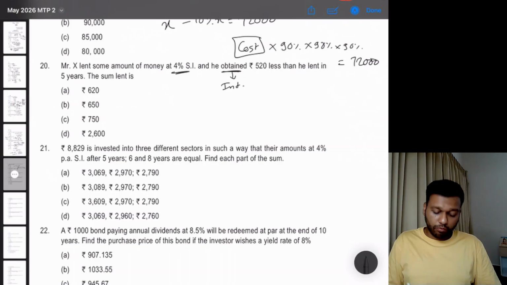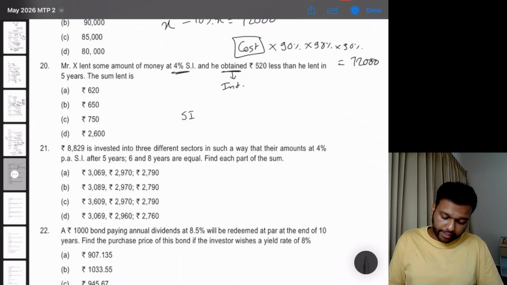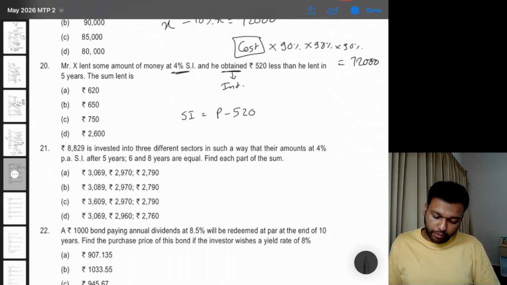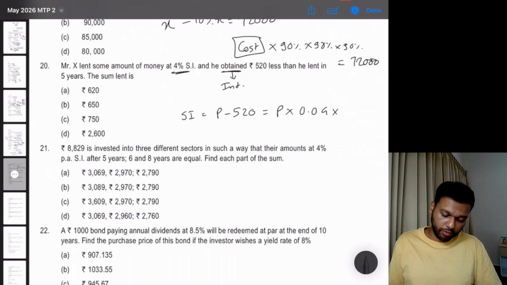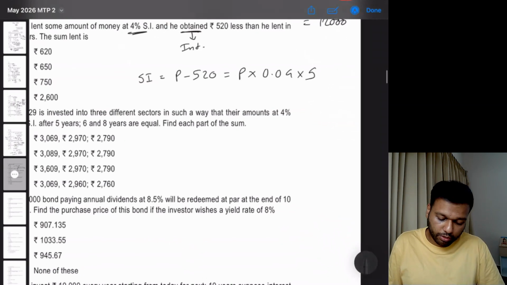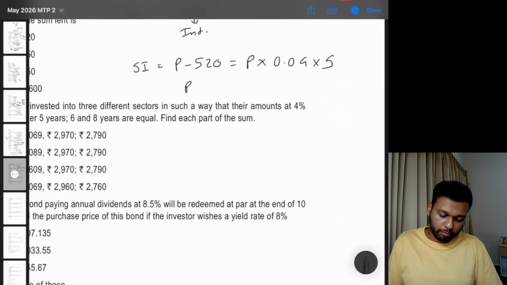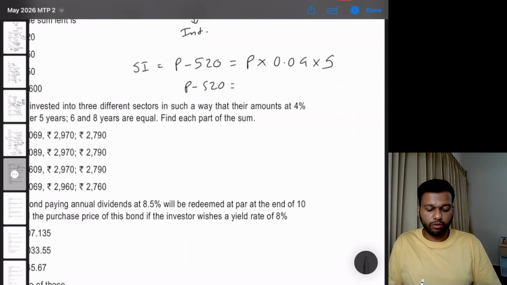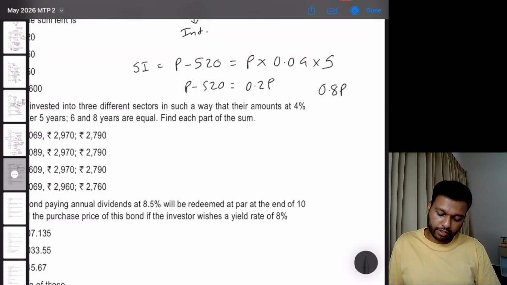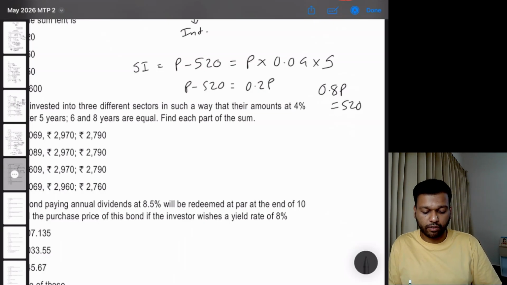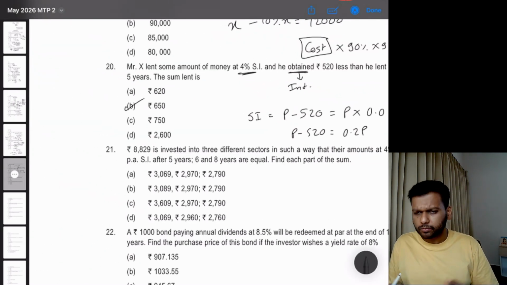What they want to say is that the simple interest was principal minus 520. But we know simple interest is principal into 0.04 into 5 years. So we can just solve this equation. P minus 520 is equal to 0.04 into 5, which is 0.2 P. That means 0.8 P is equal to 520, or P is equal to 520 divided by 0.8, which is 650, option B.